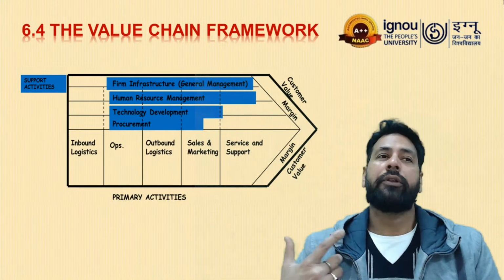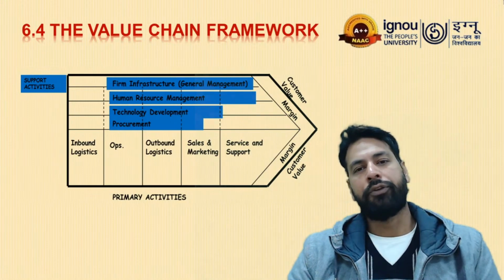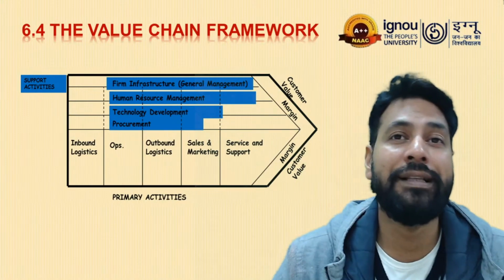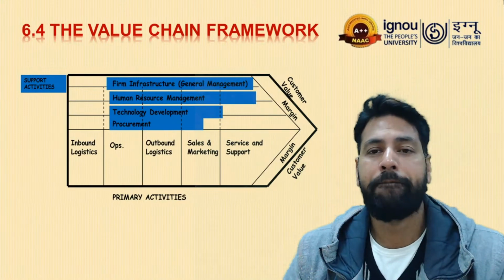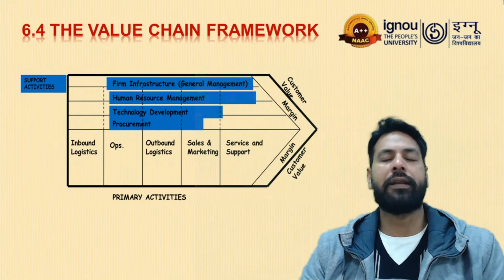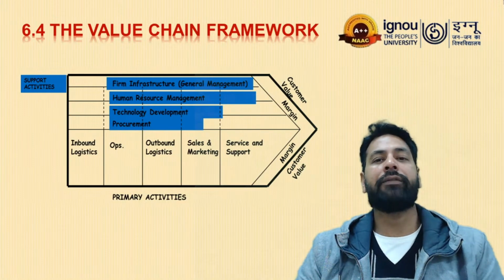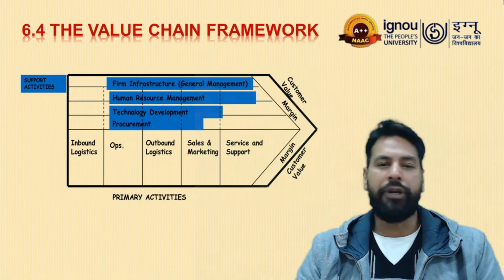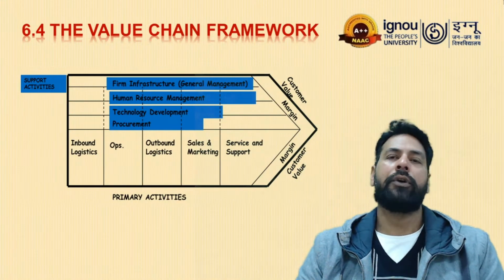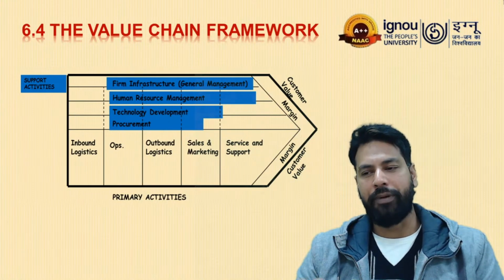And once that product is sold, then you have the service and support system, which is known as after sales service. The job of a company doesn't end once you finish selling and you have realized the money. You should also be able to give after sales service after 6 months or 1 year. If something goes wrong with the product, you should be able to help them. So these 5 things become the primary activities of a company.